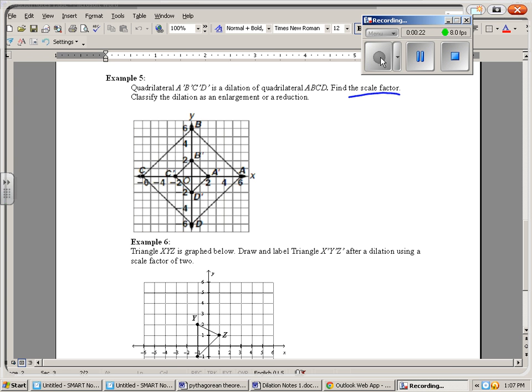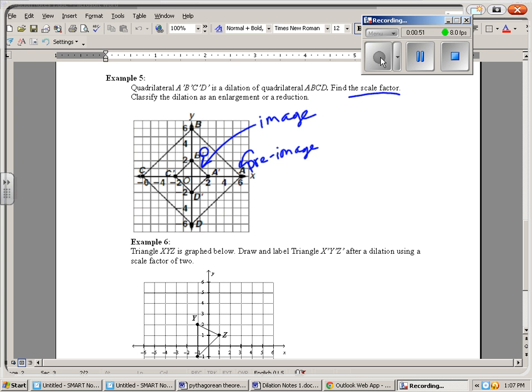So here we want to identify the pre-image and the image. So we have the pre-image, and then the smaller one is the image. And we know that because of these little marks on the A, B, C, and D, the prime marking. So that signifies that it's the new, it's the image, and the A, B, C, D is the old or the pre-image, the original.